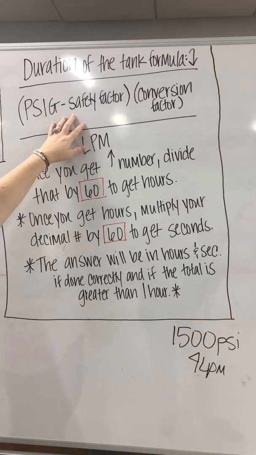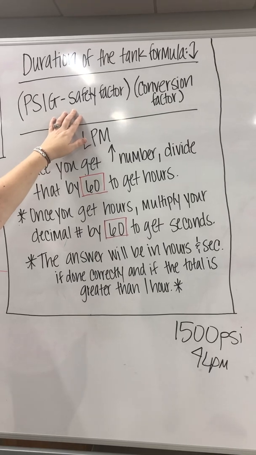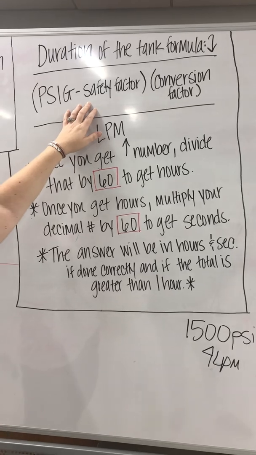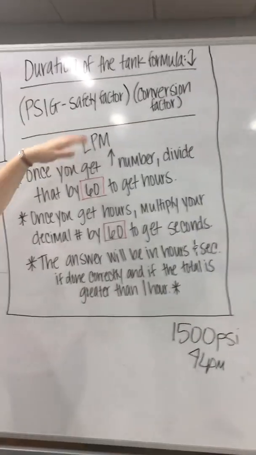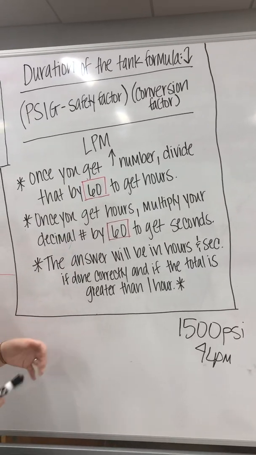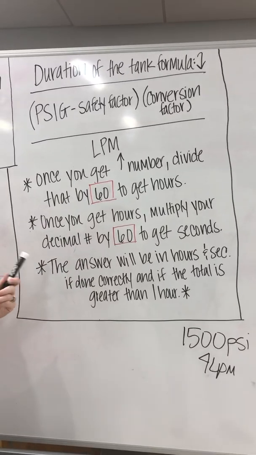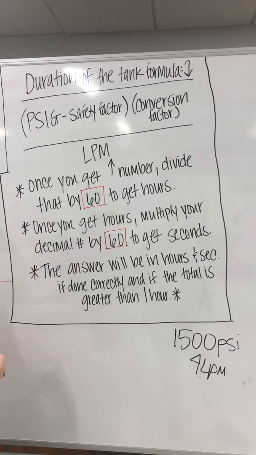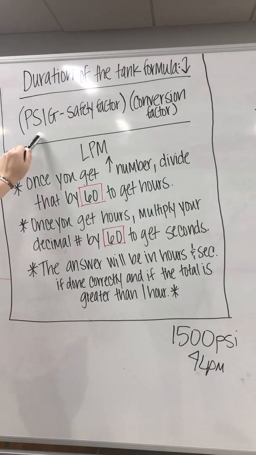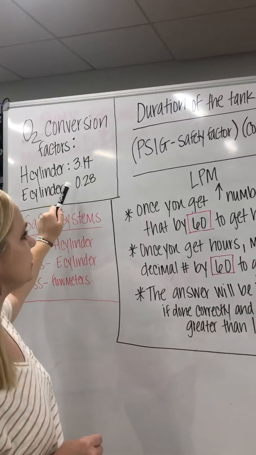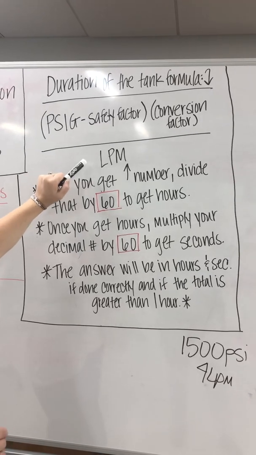Now, a safety factor is a factor that's been set by certain hospitals so that once you get to a certain amount on your PSI, you change the tank out so you don't ever run out. Some hospitals use 200 PSI, some use 500 PSI. It just depends on the hospital. Now, if you do your checkoff and we don't give you a safety factor, then assume there is not one, unless said otherwise. But you would take your PSI minus your safety factor, you would times it by the conversion factor of whichever cylinder you're using, whether it's the H or the E cylinder, and then you're going to divide that total by liters per minute.